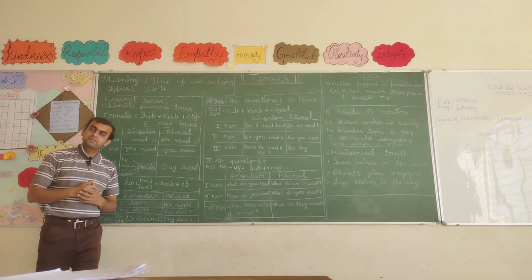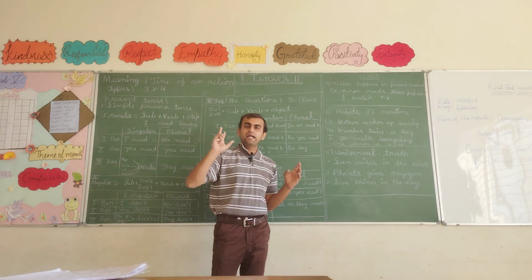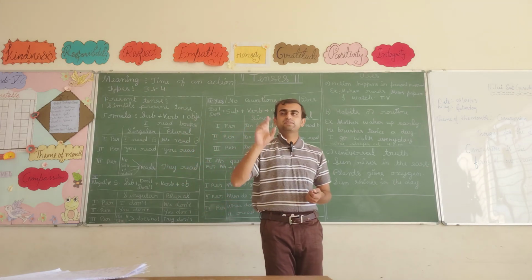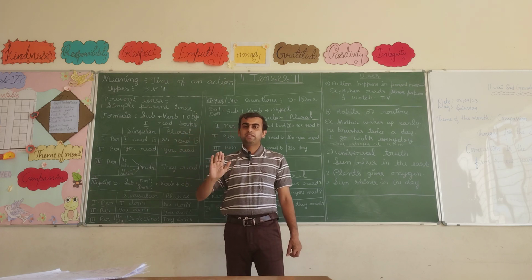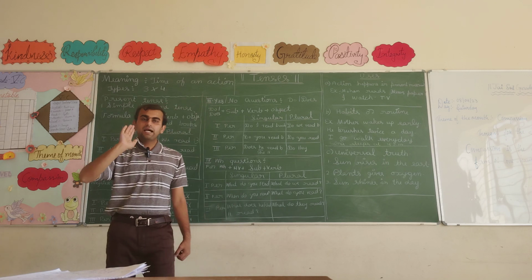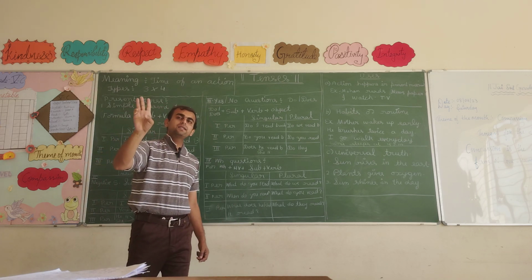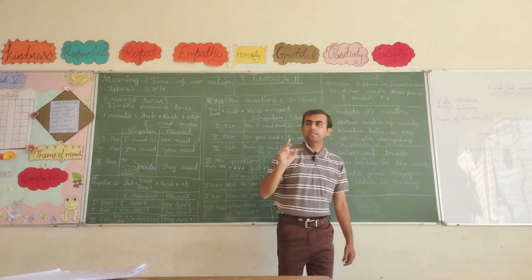Second one, types of tense. Tenses are divided into three types. They are present tense, past tense and future tense. Once again I repeat, tenses are divided into three parts. They are present tense, past tense and future tense.